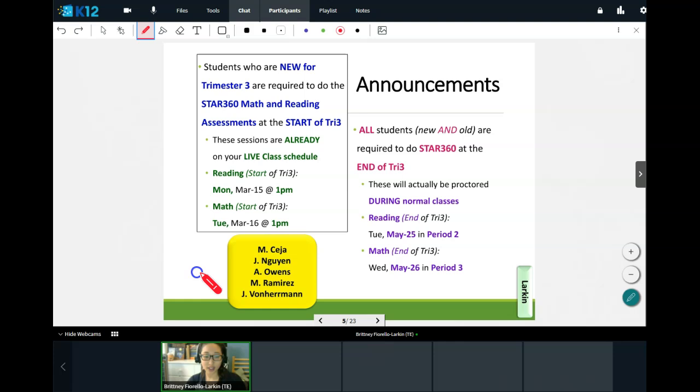This is a reminder that if you are in the yellow box right here, you are a new student for trimester 3. And as a new student, you are required to take STAR 360 at both the start and end of the trimester. So remember, you should have done reading yesterday at 1 p.m. and you should do math today at 1 p.m. Find those sessions on your live session schedule. Please make sure you don't skip those, because otherwise this STAR 360 team is going to come and hunt you down, and that's way less fun than just doing it right away.